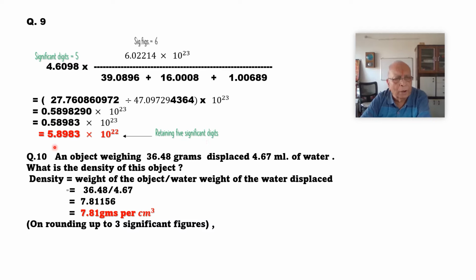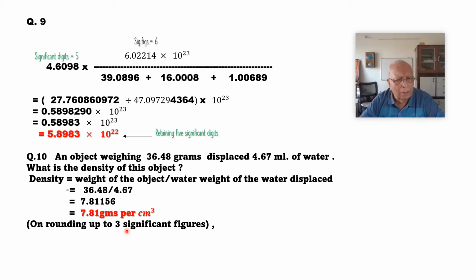It is 5.8983 into 10 to the power 23, means 5 significant digits. 1, 2, 3, 4, 5. 5 significant digits here. Here again 6. Here there are 6 significant figures, and here you find 7 significant figures. So this will not work. The minimum significant digits here is 4.6098, and that is retained here with the answer.